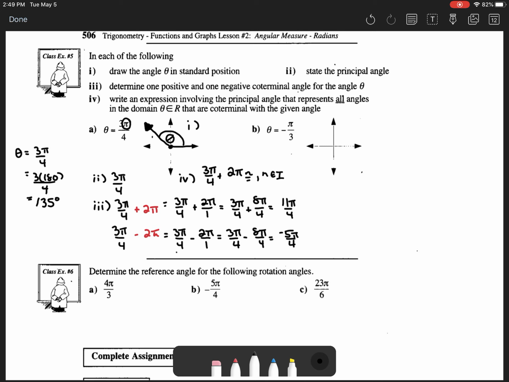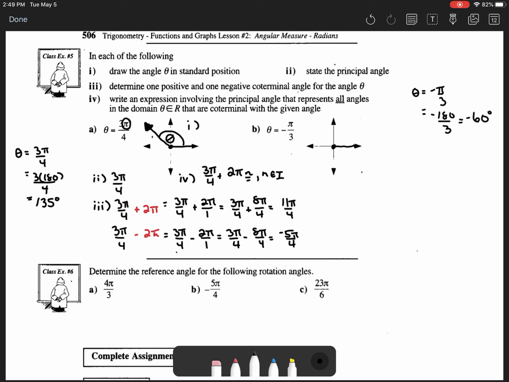So let's do the same thing for B. In B, we're going to do the same thing. Negative pi over 3. So if I'm dealing with theta, which is negative pi over 3, remember, if I want to figure out what that is, that's like saying negative, and instead of pi, I'd go 180 over 3. So that is negative 60. And that would be degrees. So that's what we're looking at in terms of rotation angle, negative 60 degrees.